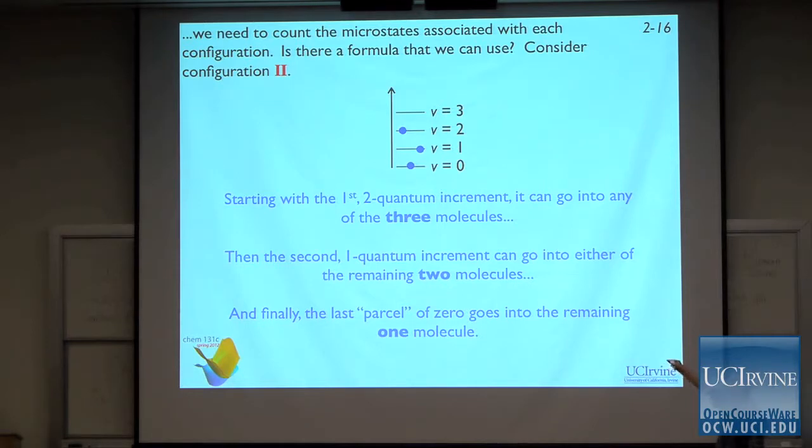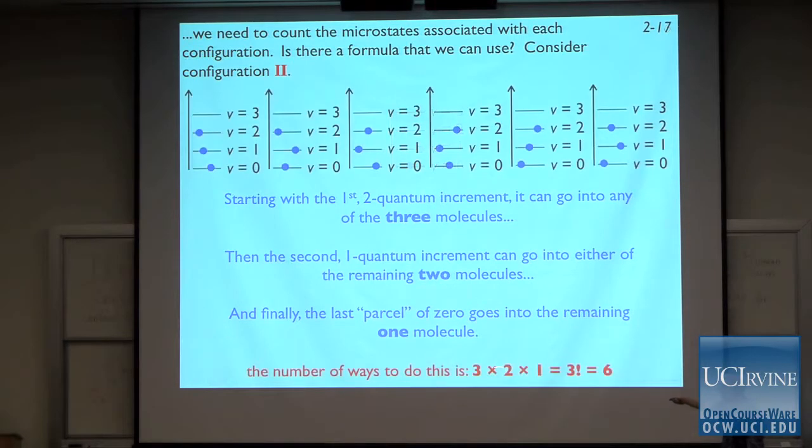Okay, and so if I want to know how many versions of this are there, it's 3 times 2 times 1. 3 times 2 times 1, that's just 3 factorial. That means there should be 6 ways to do this, and there are. Okay?